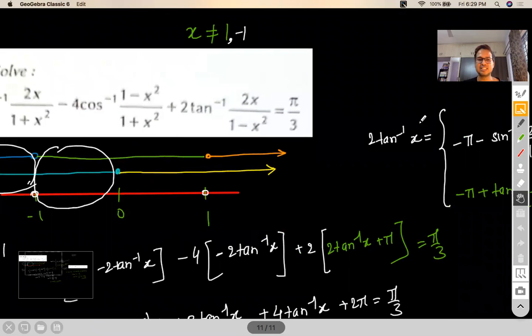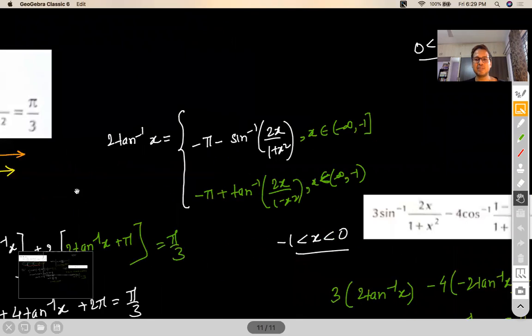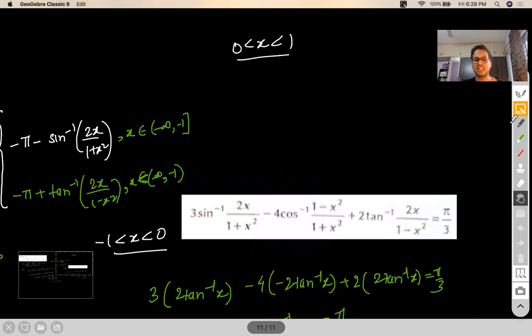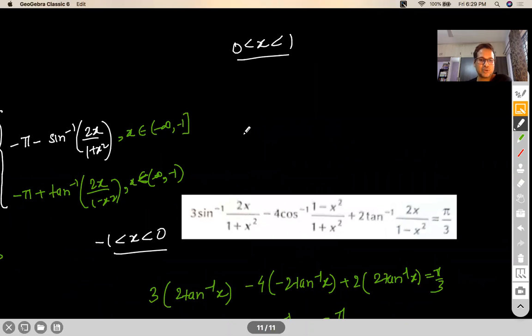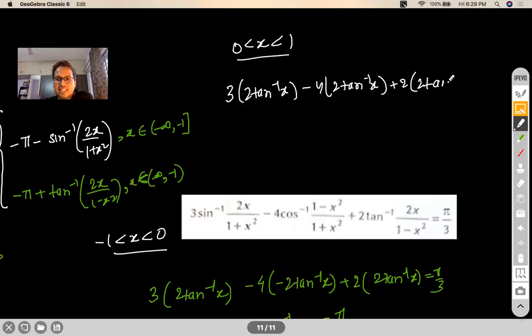Now I will take up the third interval, which is between 0 to 1, which is this guy. Between 0 to 1, the definition will be more or less the same. Let's try to figure it out. Between 0 to 1, this guy will give me again 2 tan inverse x. But this guy is going to give me just 2 tan inverse x. And this is again 2 times 2 tan inverse x is equal to pi by 3.